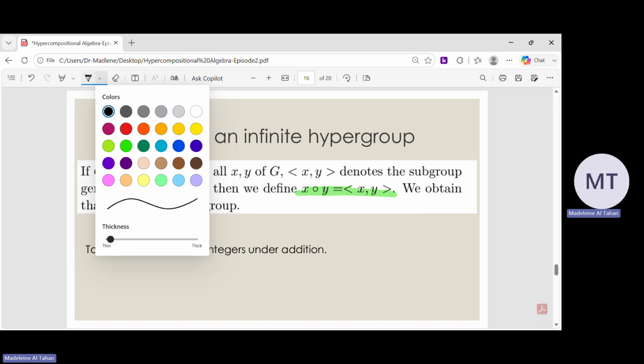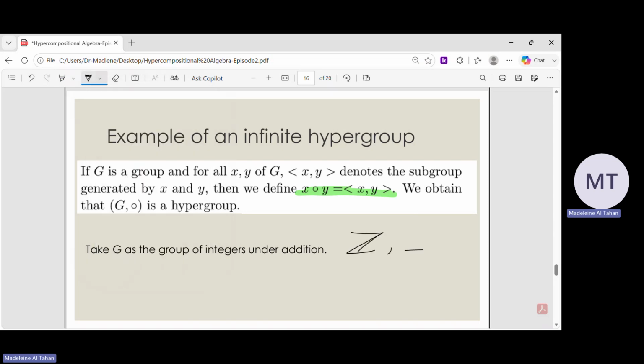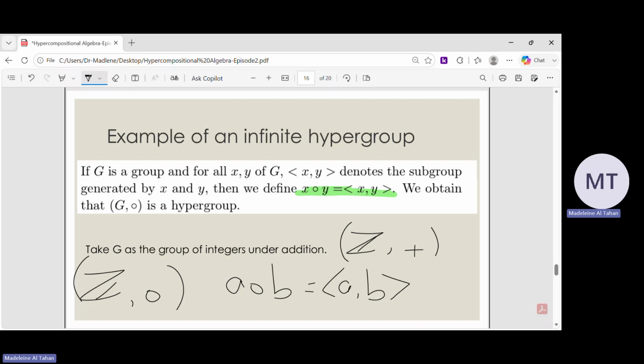So basically, we're starting with the group Z plus, and we are taking the hyperoperation A with B to be the subgroup generated by A and B, which is basically all linear combinations of A and B. Of course, x and y here belong to Z.